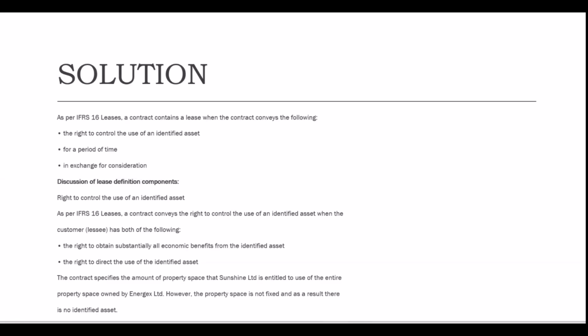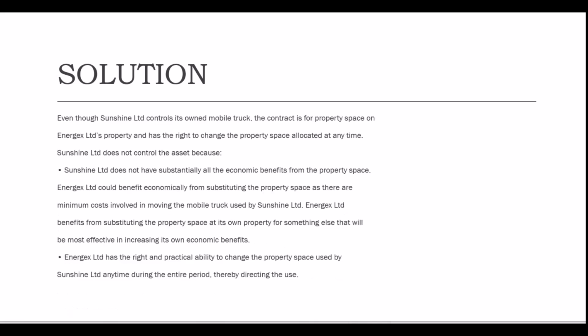A specific asset. So if in this question it had just stated that I'm going to give you 20 meters square, and that is it. But now if there's an instance where the lessor is changing the location from 20 meters square to 10 meters square to 30 meters square, then it is not a specific asset. That's one aspect. So it doesn't comply with that identifier. Then even though Sunshine Limited controls its own mobile truck, the contract is for property space on the.